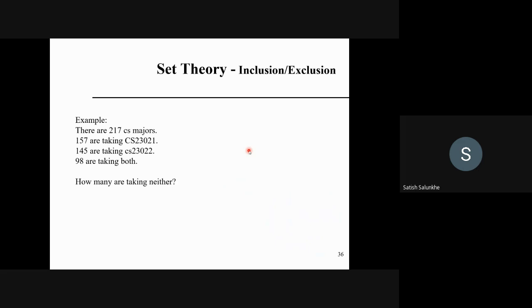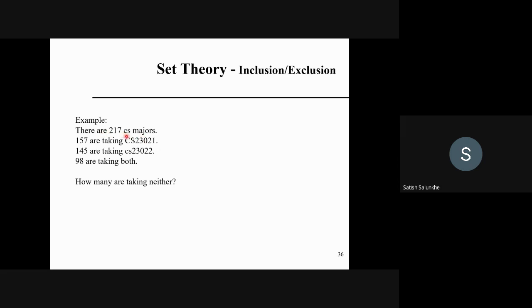This is what we need to understand today. What is the principle of inclusion and exclusion? This is one of the applications of set theory, wherein we want to play with the cardinality of a particular entire set or partition of a set. Let us take one example, and then we will try to understand what the principle of inclusion and exclusion is.